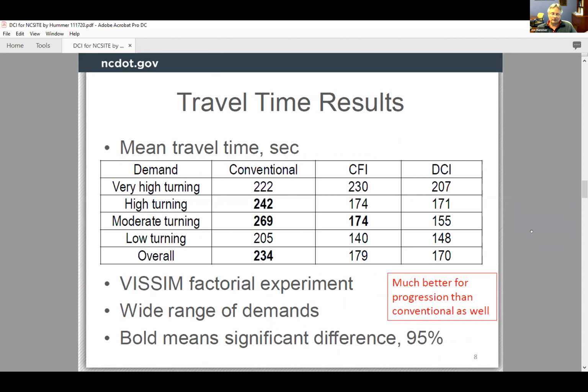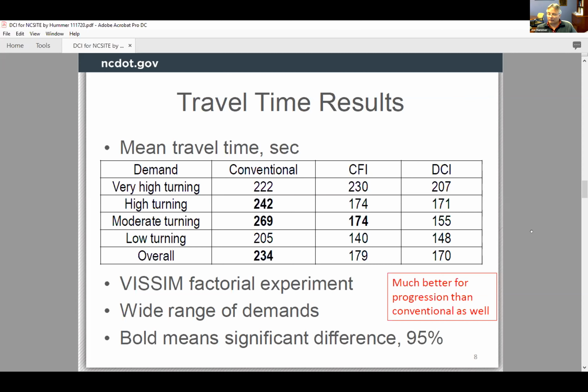With my colleague Amir Molan at Cal Poly University, we ran a big VISSIM experiment across a huge range of demands, really four categories of demands, what we call very high turning, high turning, moderate turning, and low turning demands. We compared conventional to CFI to DCI. He's about to finish the runs for median U-turn. We'll have those soon, but I don't think they'll change the bottom line here, which is that the DCI, as you would expect based on the capacity, was generally superior.